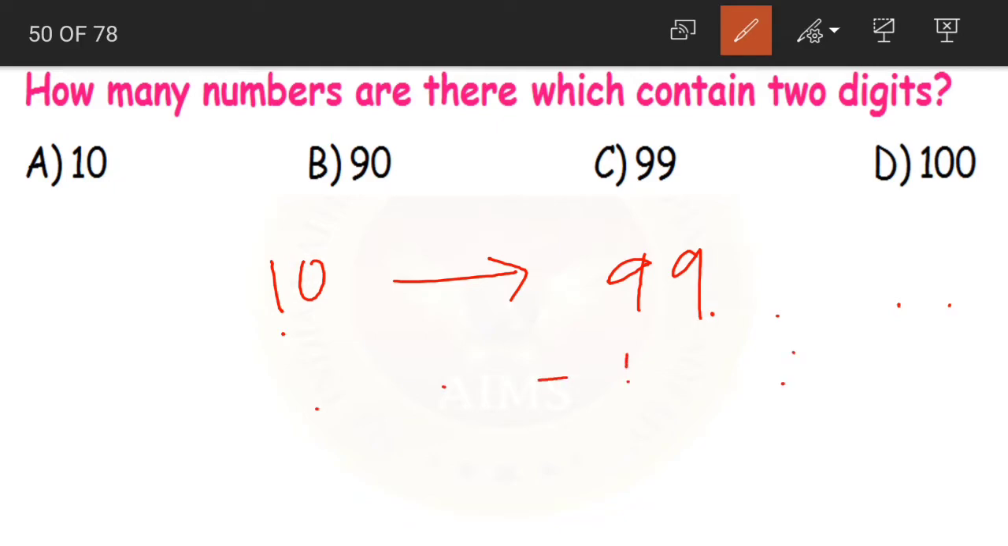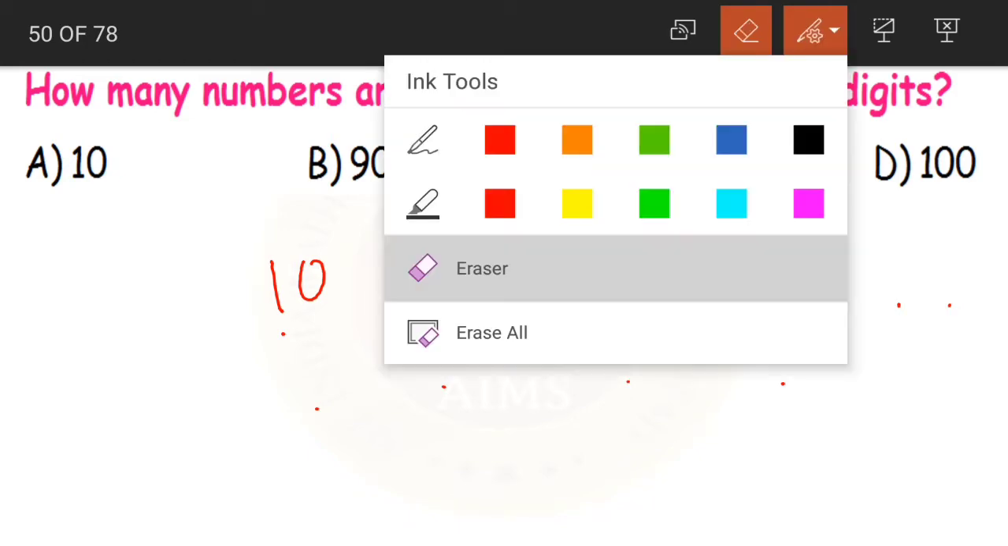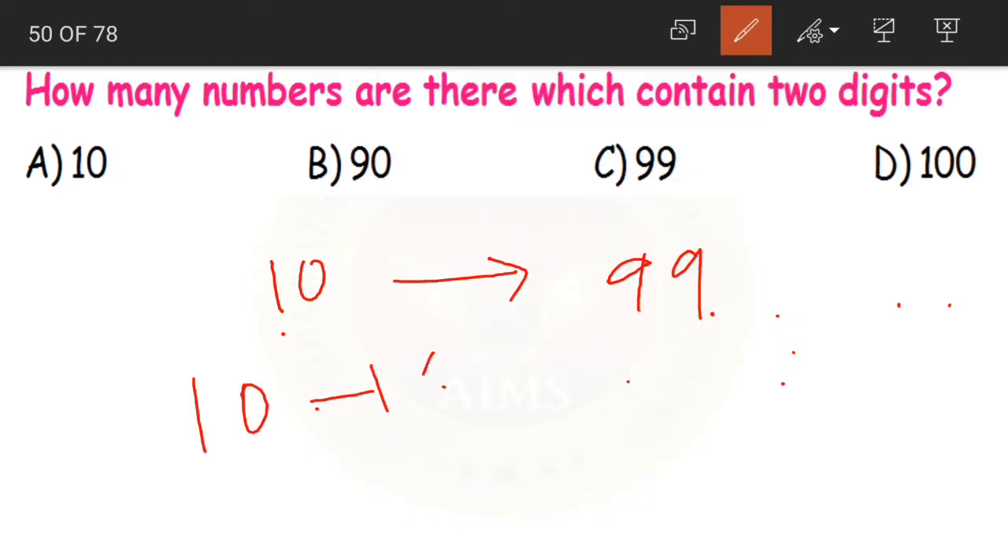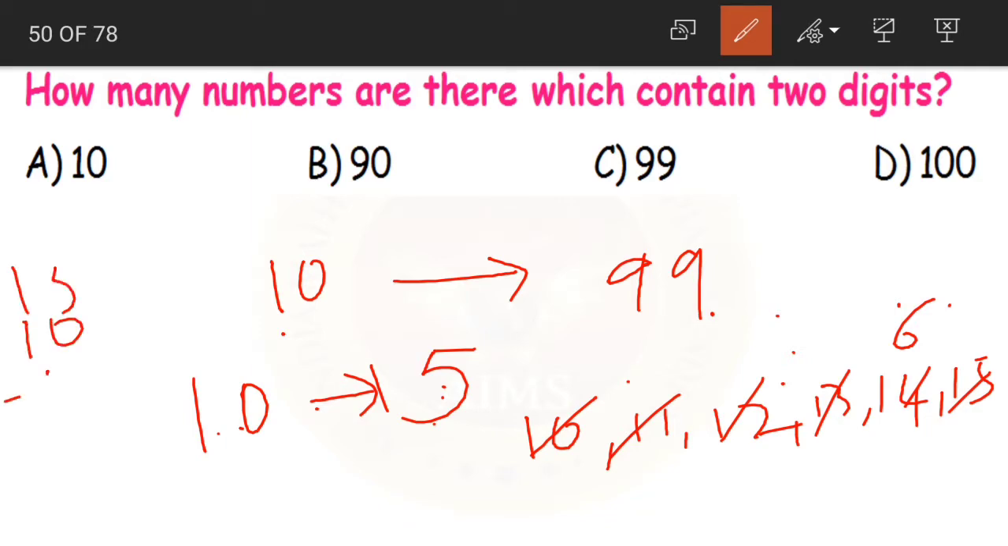So what we can do is, if I say from 10 till 15, how many numbers are there? Means what will you say? 10, 11, 12, 13, 14, 15. How many numbers? 1, 2, 3, 4, 5, 6 numbers. From 10 till 15 there are 6 numbers. So if we subtract 15 minus 10, what will I get? I will get only 5 but not 6.